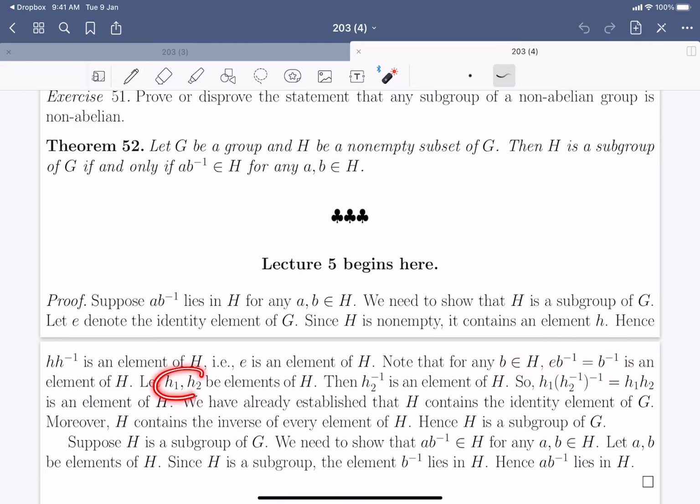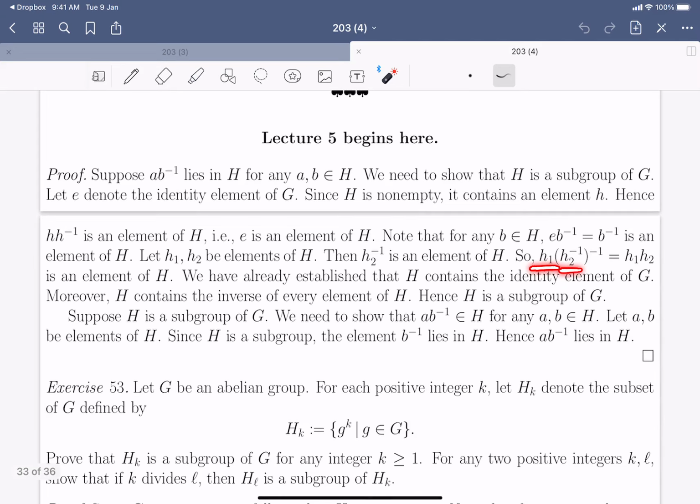Now we pick two elements from H, and then we know by this observation that h2 inverse has to lie inside H. So h1 is an element of H, h2 inverse is also an element of H, and now by the same hypothesis, we know that h1 and the inverse of this element, which is h2 inverse, has to lie within H. And one can show that the inverse of an element is that same element, so the inverse of h2 inverse is the same as h2. So you have proved that h1 h2 lies inside H.